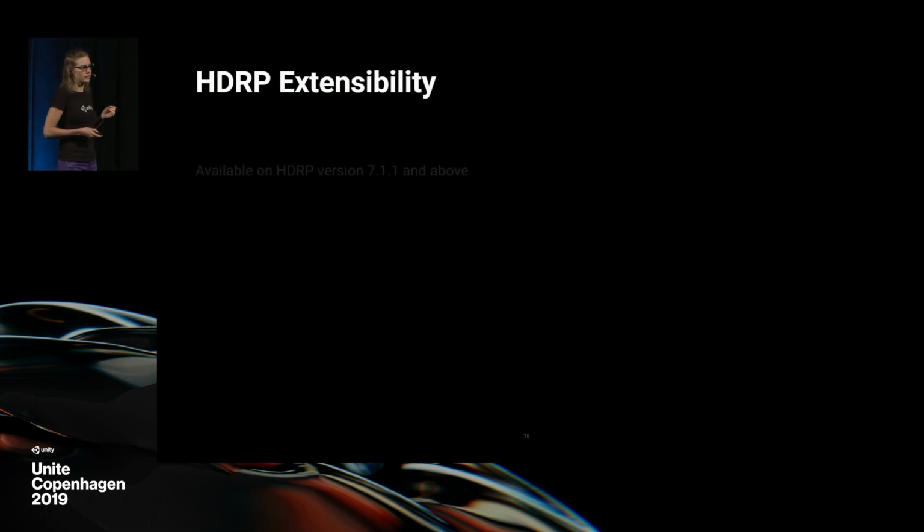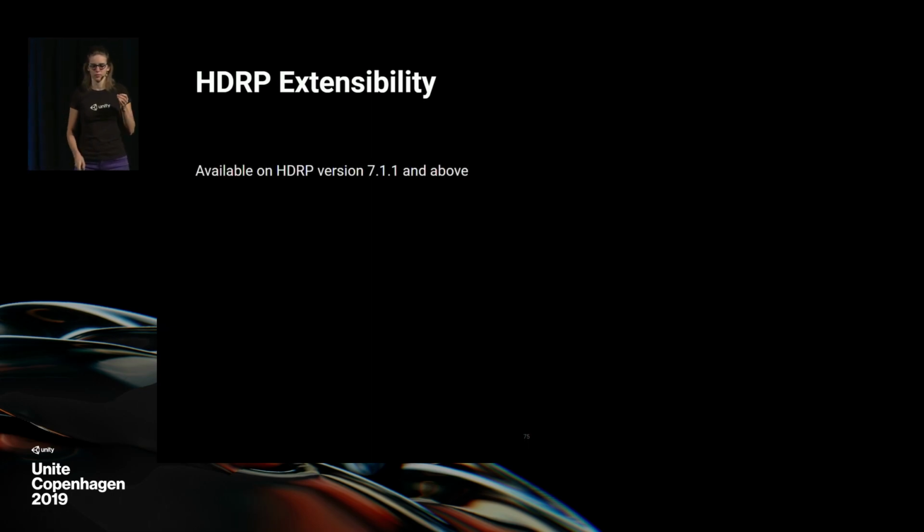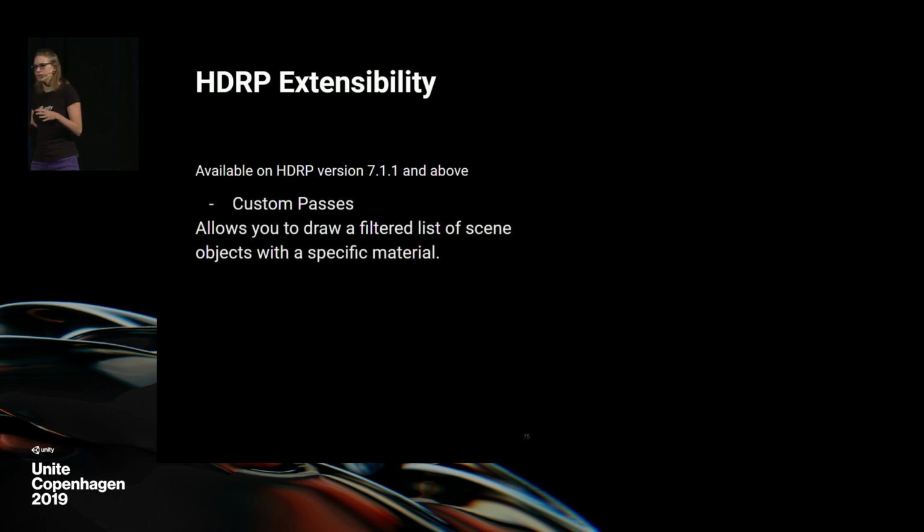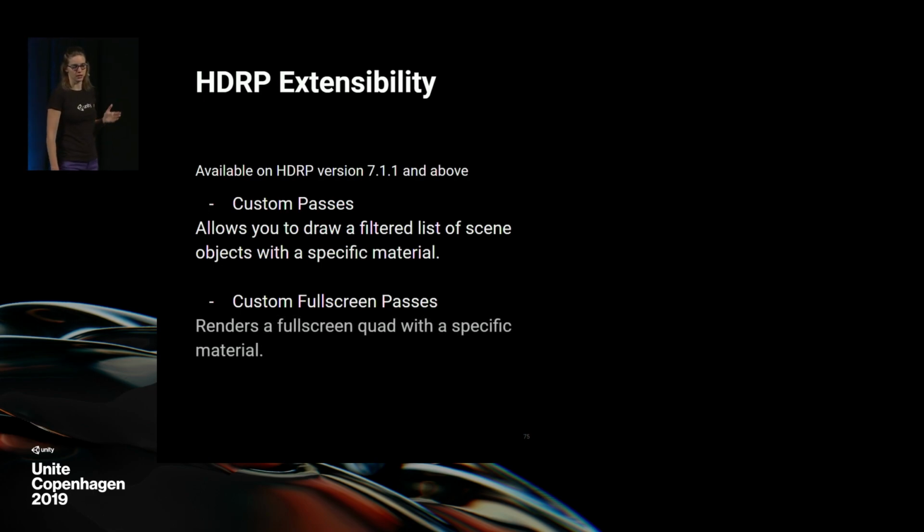So we've added in the latest HDRP package version three hooks for you. The first one is custom passes. Custom passes is basically a way to render a selected list of scene objects with a different material. So you could render them a second time. We also added custom full screen passes. It's a way to render a full screen quad with a specific material. And we've added custom post processes.